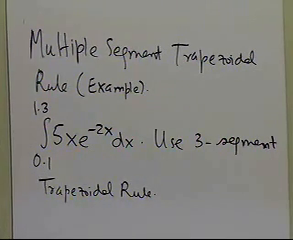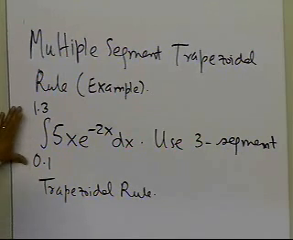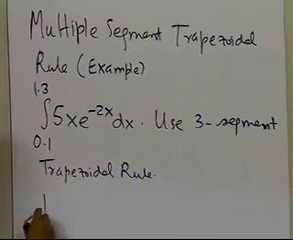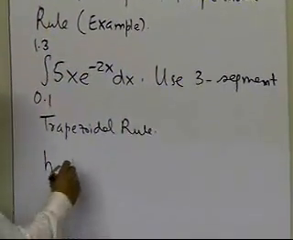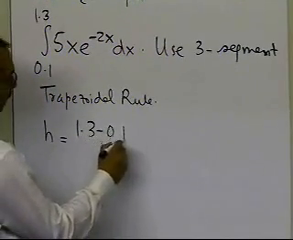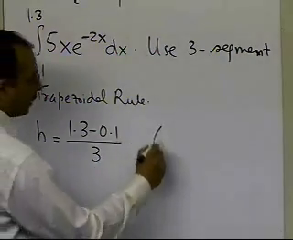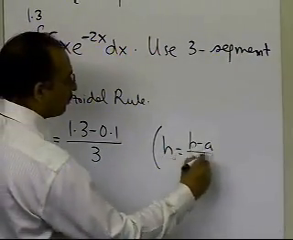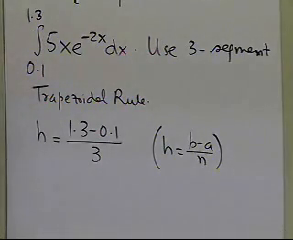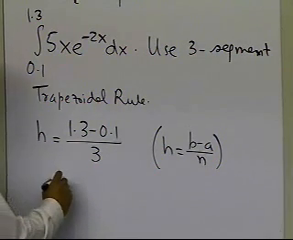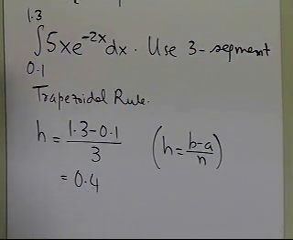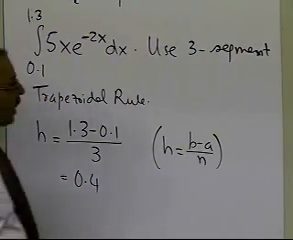So let's go ahead and see how we can use the formula to calculate the value of this integral by using the three segment trapezoidal rule. We have h, which is the width of the segment, which is b minus a divided by n. Let me write this down so that I can refresh your memory. h is equal to b minus a divided by n. b is 1.3, a is 0.1, and n is 3. So that gives us 0.4. That's the width of the segment. Now let's use the formula to calculate the value of the integral.